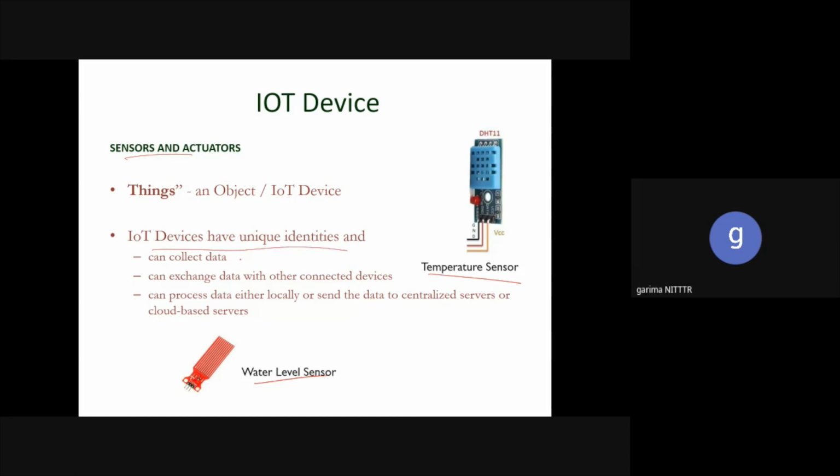So we can say that these things can collect the data, and they can exchange the data with other connected devices, and they can process the data either locally, or they can send it to the centralized servers or cloud-based servers, whatever information you want to transfer to whatever backend core network part.